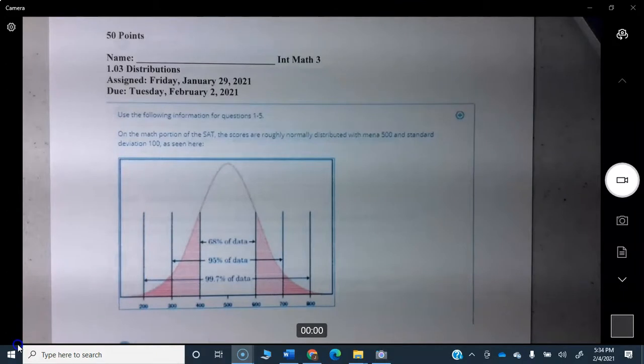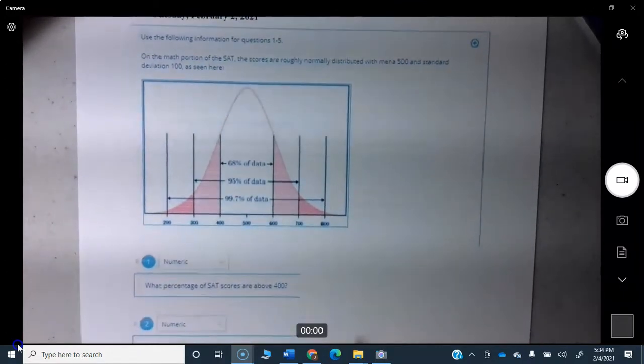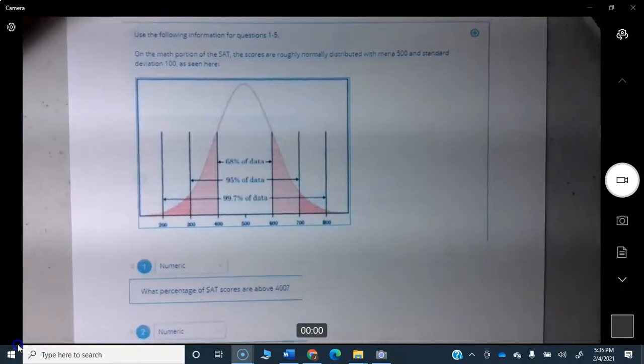All right. Okay, so let's go ahead and do this. About 26 problems, but none of them are real long problems. So let's go ahead and get this done.